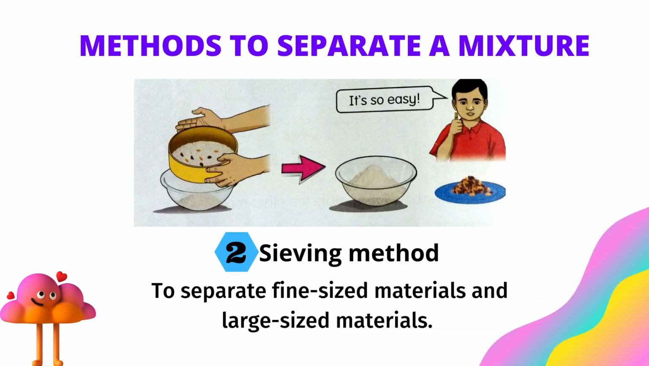Kugan separates a mixture of flour and raisins using the sieving method. Sieving method. Why did Kugan choose this method? Because the sieving method can separate fine size material and large size material.